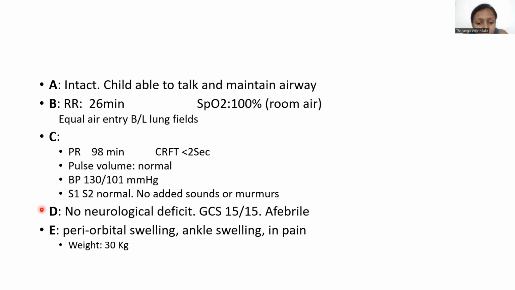Luckily, didn't have any neurological deficit. GCS was 15 and AVPU alert. On exposure, we saw that there was periorbital swelling, ankle swelling, and the child was in pain. Now, in children, it's always very important to get your weight. Otherwise, we won't be able to manage them in an emergency, right?